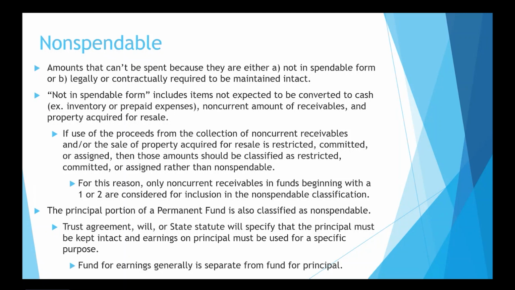The other half of this is, again, the principal portion of a permanent fund. And usually a trust agreement, will, or state statute will specify that the principal must be kept intact in perpetuity and earnings on principal must be used for a specific purpose. And a few of you have funds like this, and generally you have one fund set up for the earnings and one fund set up for the principal, just so it's easier to make sure you're not spending the principal amount.